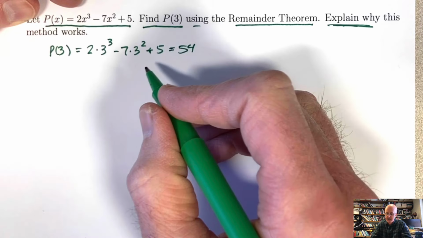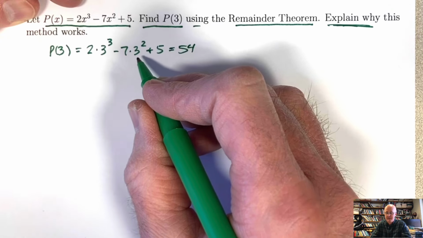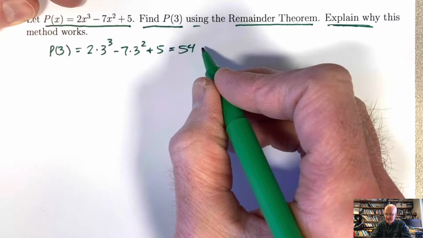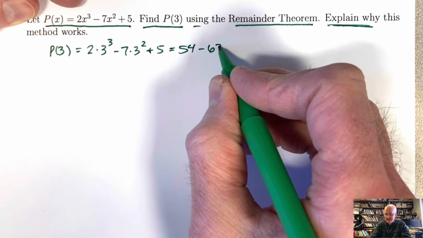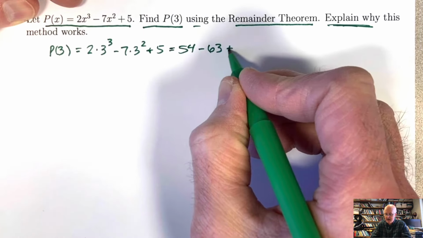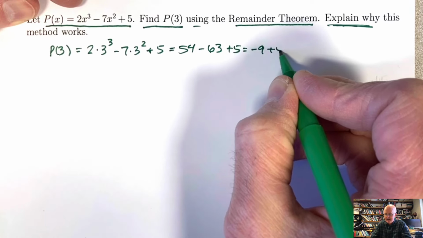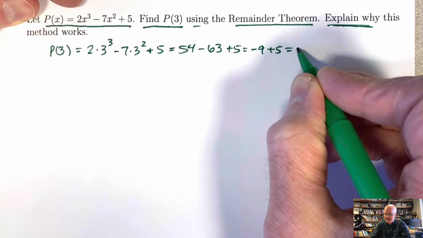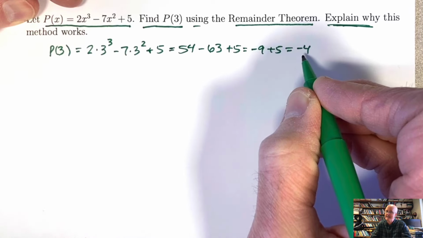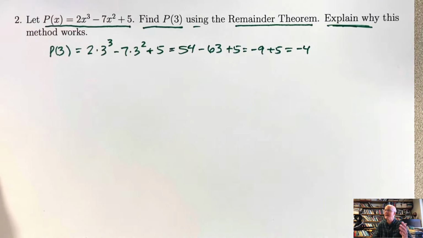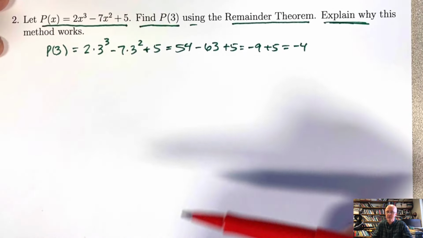You need to understand order of operations: powers before multiplication. In the second term, 3 squared is 9 times negative 7 is minus 63. And then we add 5. 54 minus 63 is negative 9. Negative 9 plus 5 is negative 4. Negative 4 is the answer to this, but we have not used the remainder theorem yet. The goal is to do that with the remainder theorem.